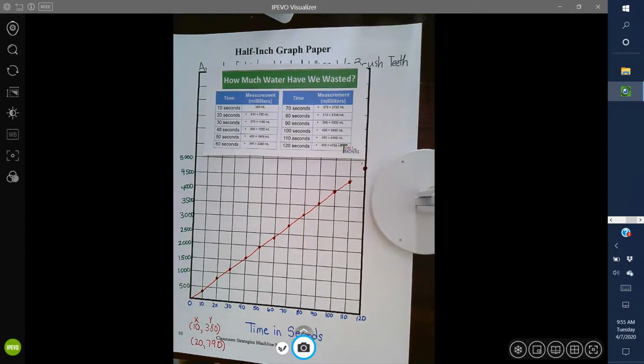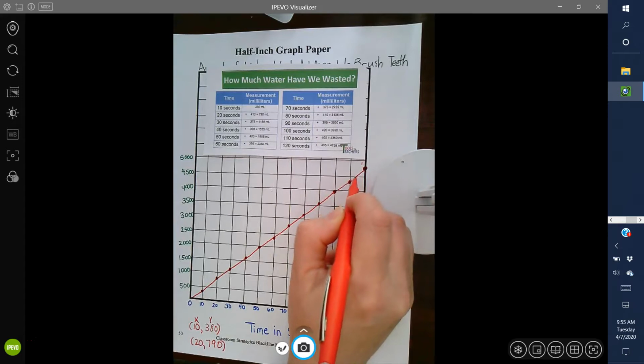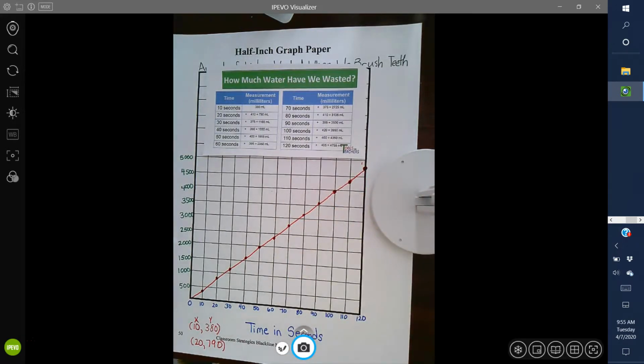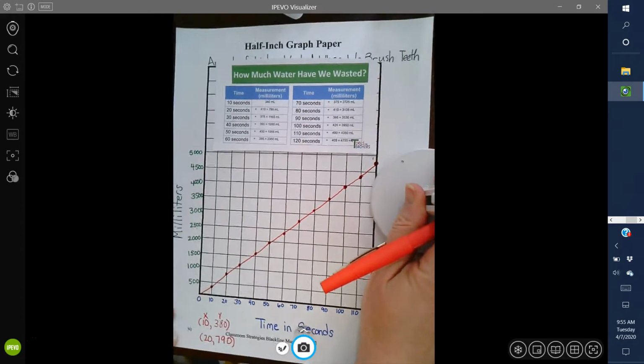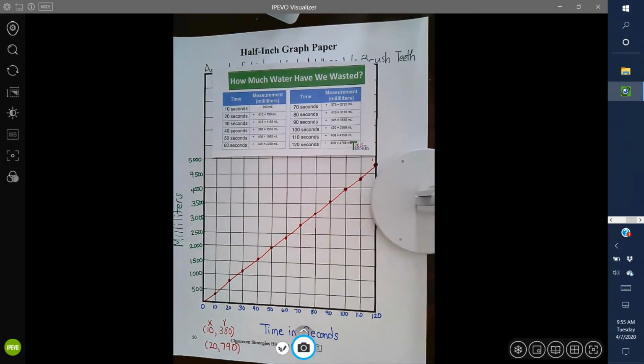So we've just created a line graph, and what we can see here is that it's a pretty steady amount when we leave the water running. We could actually use that. Whoops, I missed that part, didn't I? We can use our line graph to help us make predictions about how much water we would spend. So for example, we can see that's a pretty straight trend.